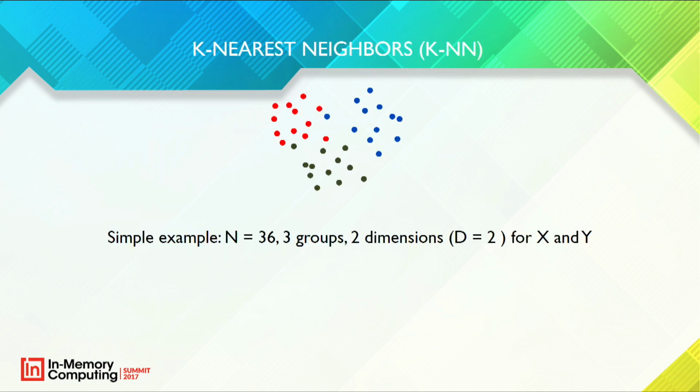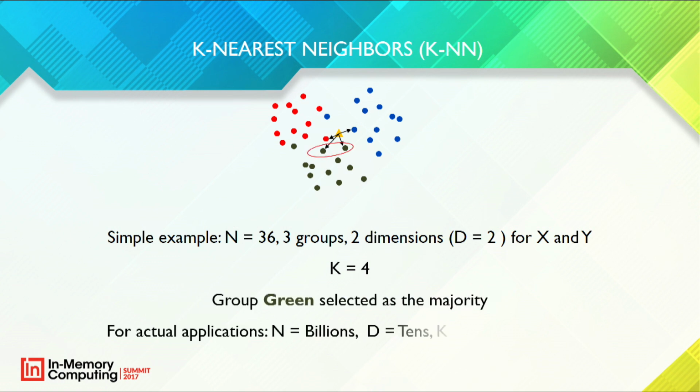In an example application, say we want to find the top K. We have in this example 36 samples, 2 dimensions here, X and Y, divided into 3 groups, and we want to find which group the yellow one belongs to. If we say, for example, K equals 4, we find its 4 nearest neighbors, and we see that the green is a majority and the green is selected.